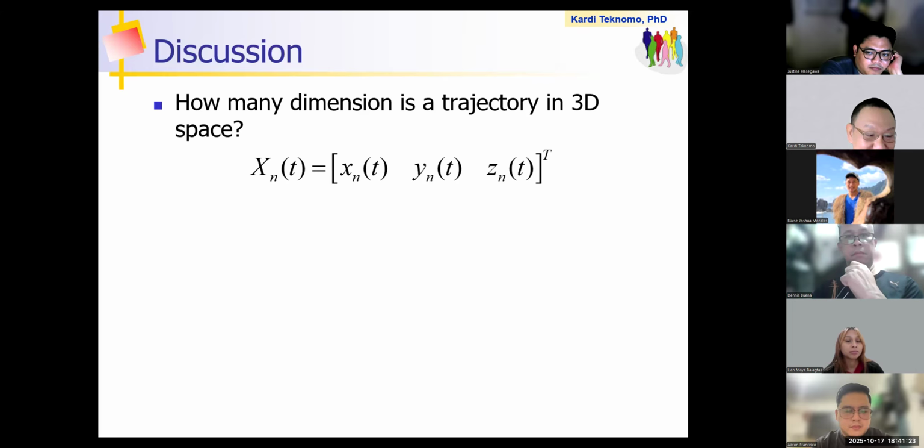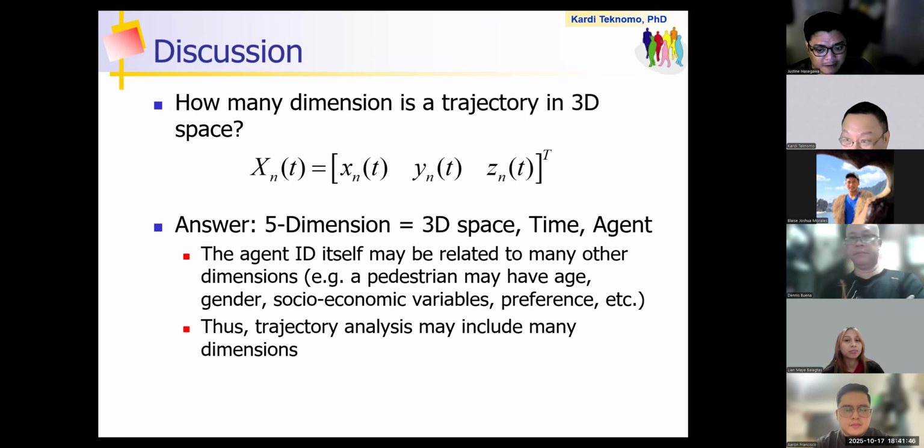3 is only space, isn't it? Okay, but you forget time. Time is also a dimension. So then you say maybe 4. No. Okay, the n here represents the ID. Yeah, that means the agent, right? So at least you will have 5 dimensions. Okay, but there is a but here.